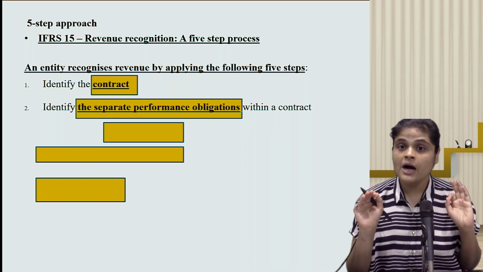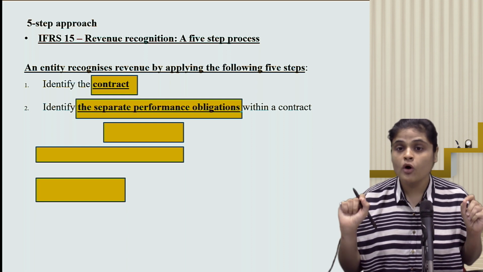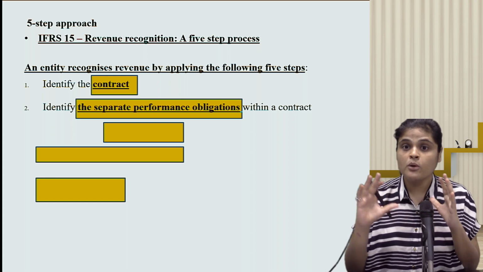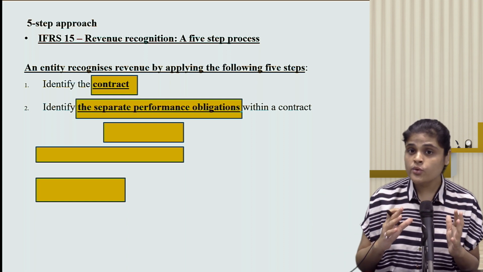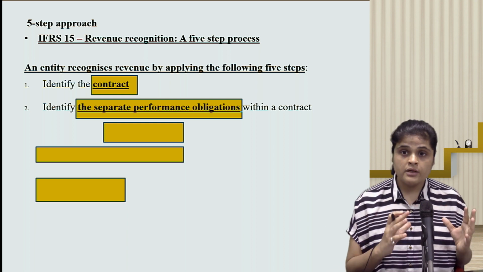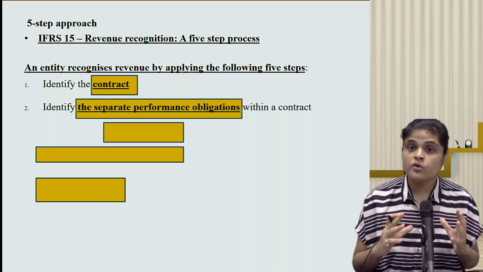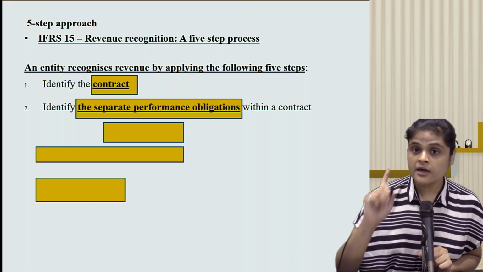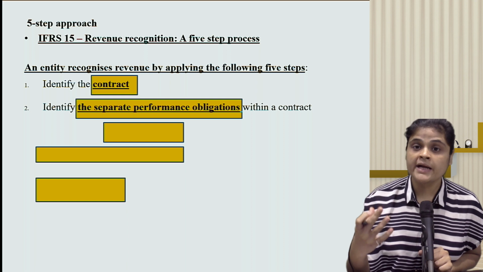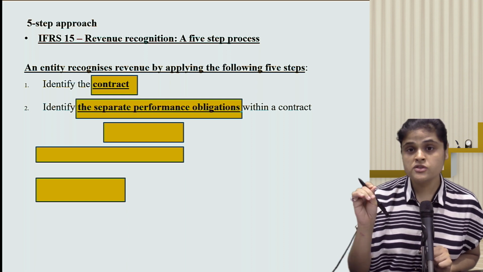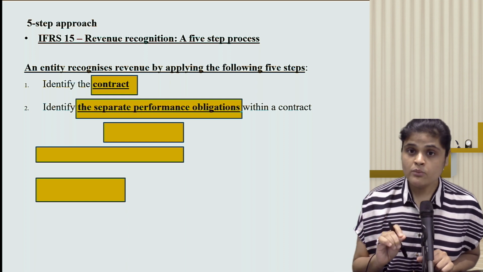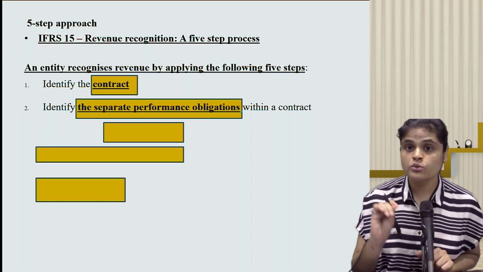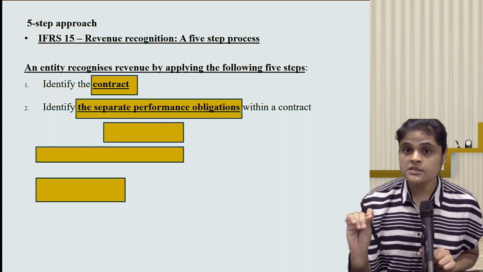Step number 2 is to identify performance obligation. Whenever there is a contract, the seller promises the buyer that he is going to provide goods, or services, or both to the buyer. Once the agreement is identified, you will have to identify what is the performance obligation. In simple words, performance obligation means the promise of the seller to the buyer to provide goods, services, or both.